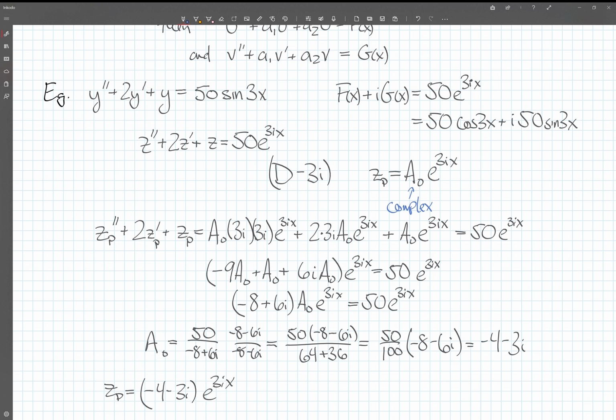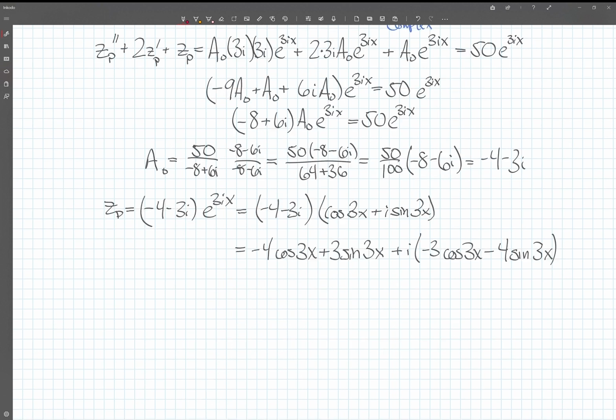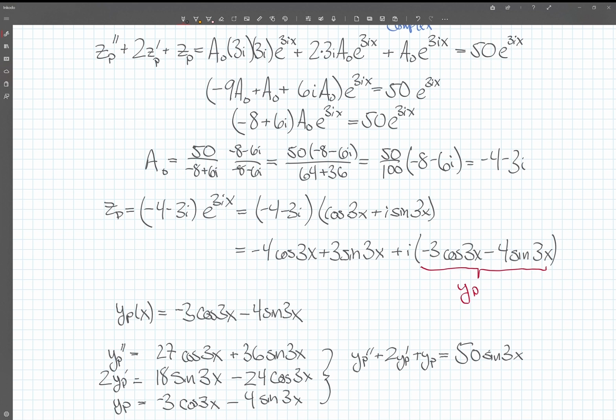Remember, we're looking for the imaginary part of zp. So we've got an expression for zp. We just have to write it out and find out what's the imaginary part. So the imaginary part that we're looking for is minus 3 cosine 3x minus 4 sine 3x. And just to double check, let's make sure that actually works. And you can see after you do a little bit of differentiation and some arithmetic that it does. So here's our particular solution.